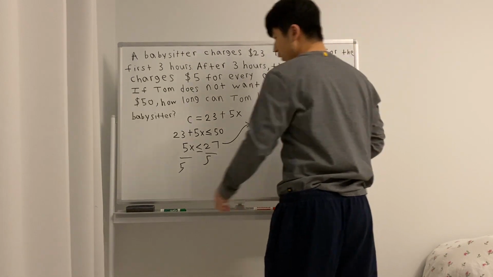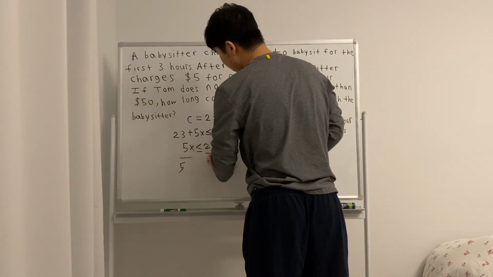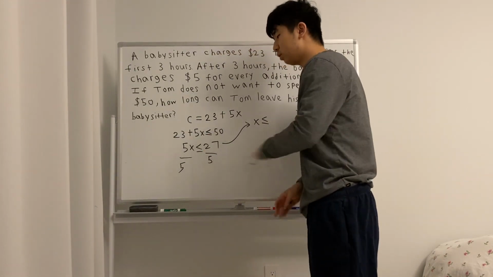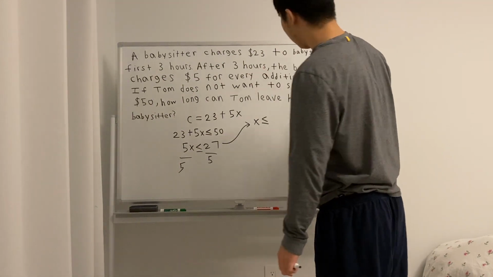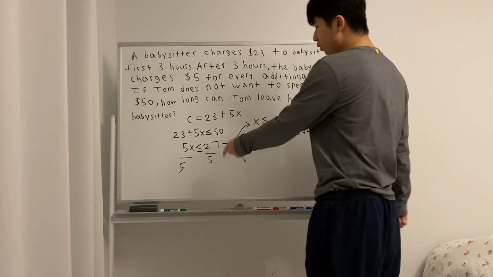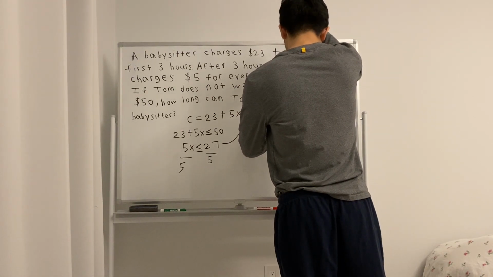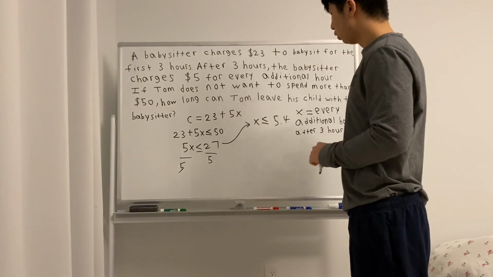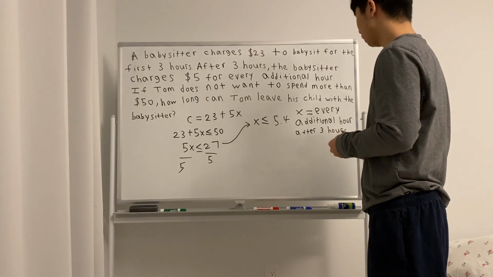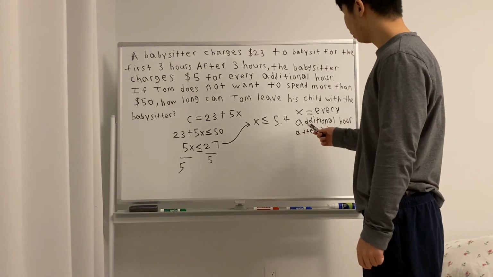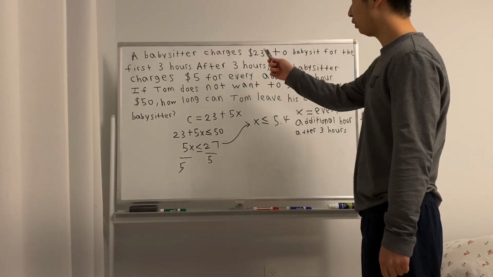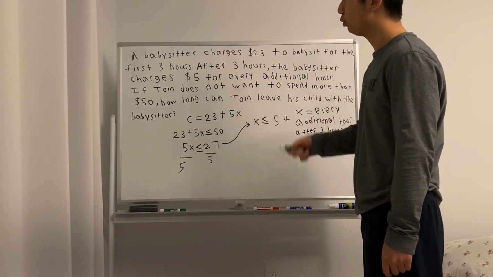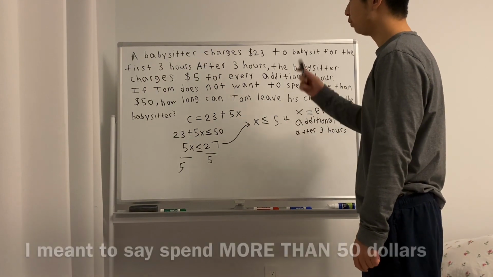Now, normally, when you're dealing with pure mathematics, teachers like you to keep your answer in fractions, no decimals. But since we're dealing with a word problem here, I'm going to convert this to decimals. If you put this in your calculator, you should get 5.4. So therefore, x must be less than or equal to 5.4. So what does this mean? This means that after 3 hours, Tom can only leave his child with the babysitter for 5.4 hours if he doesn't want to spend more than $50.